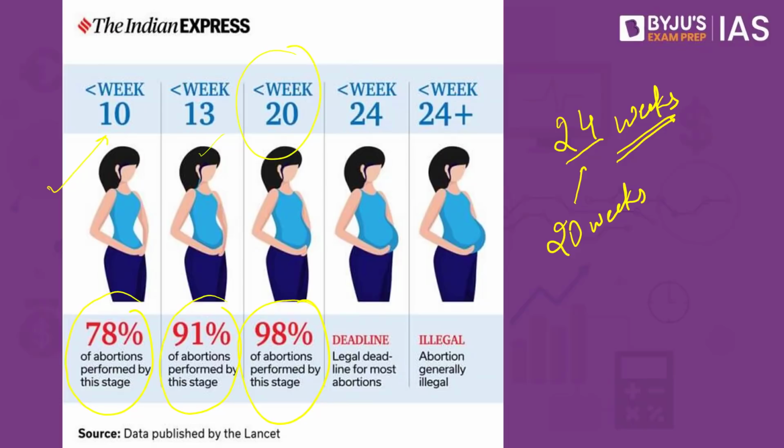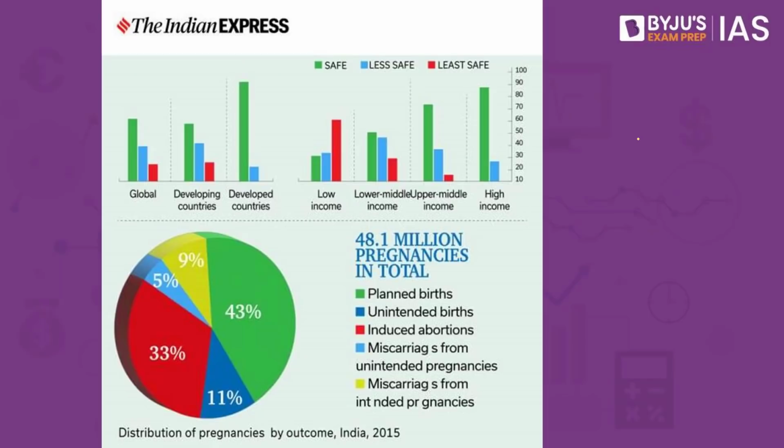So only 2% of the abortions are carried out between 20 and 24 weeks because these are only allowed under certain special circumstances. There is also one very interesting data here. This data compares the performance of developing and the developed nations in terms of planned births, abortions, etc. Now look at one very interesting point here.